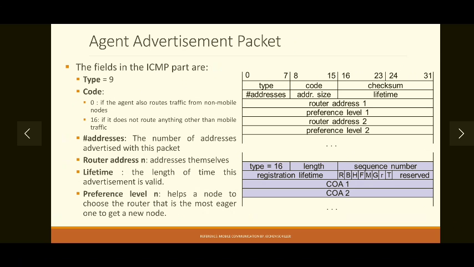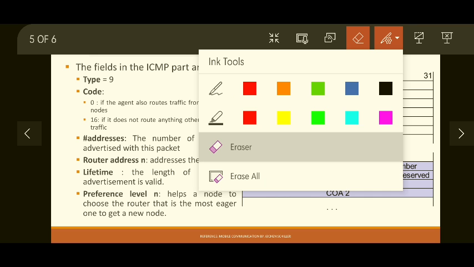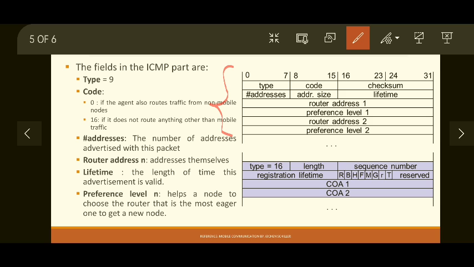This is divided into two parts. There are two parts of this advertisement. The upper part is the ICMP part and the lower part is the mobility part. So this is a standard ICMP message format up to this one, and below that there is a mobility extension added for mobile IP. Okay, so let's see the fields in this particular part. The first field is type. The type field is 9 for agent advertisement.